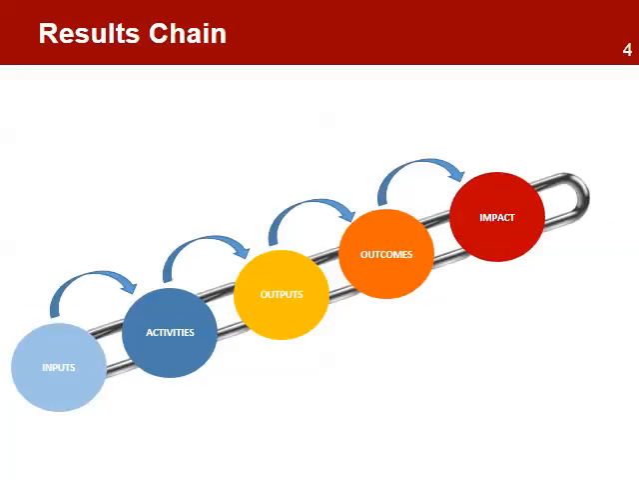Results chains are logic diagrams showing the intervention and assumptions that link the key components of the project. A results chain should clearly demonstrate the cause-effect relationship between inputs, activities, outputs, outcomes, and impact levels. It shows that with the adequate inputs, the project can carry out the planned activities. The activities produce outputs, the outputs lead to outcomes, and the outcomes contribute to the impact.